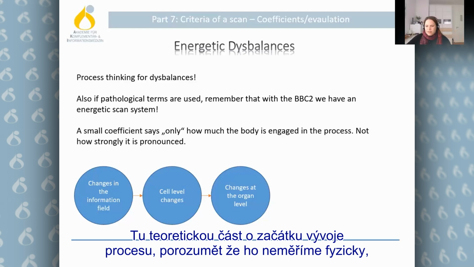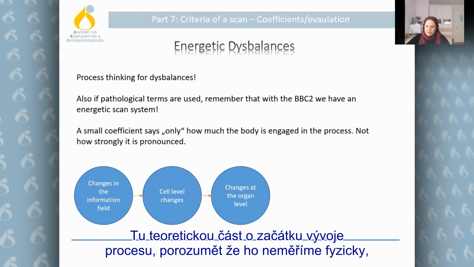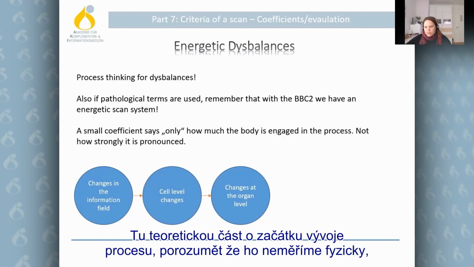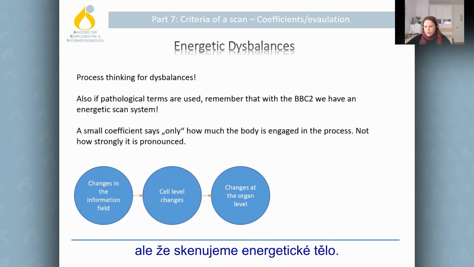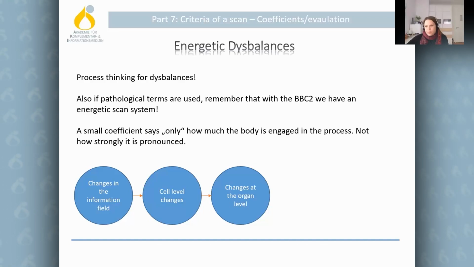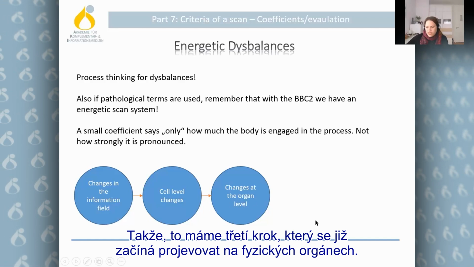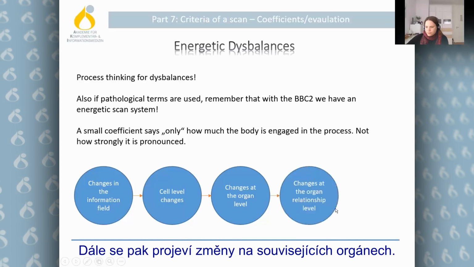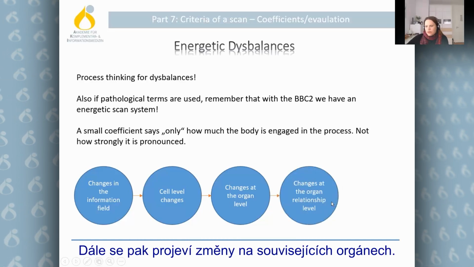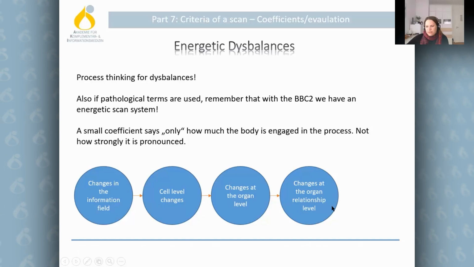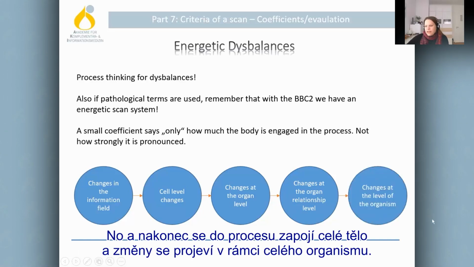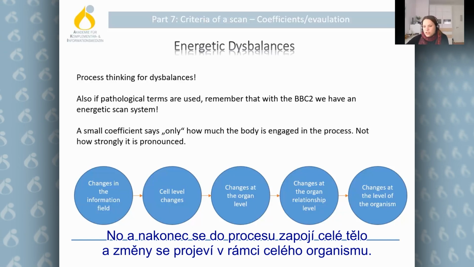So this is why we did the theory part at the start, to understand why we don't measure the physical body, that we scan the energetic body, because of this step we do now. So this is the third step, that you have changes at the organ level already. Then you have changes at the organ relationship level, and after this the level of the whole organism, that the whole organism is connected to this process and can show changes.